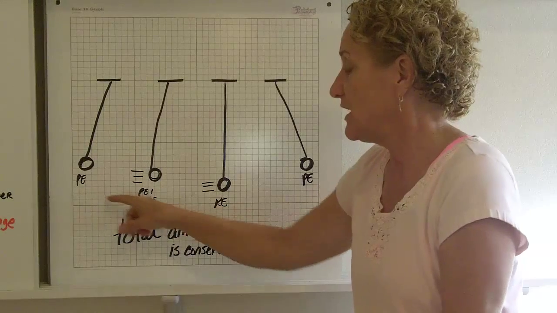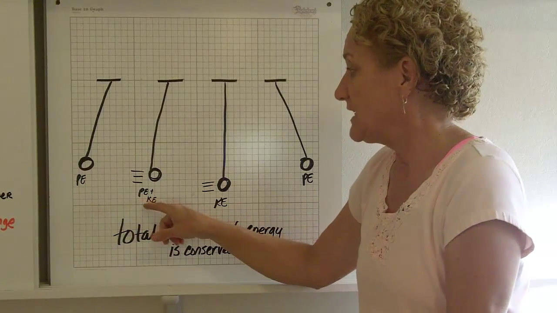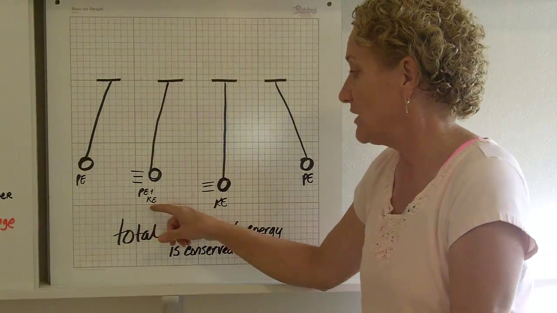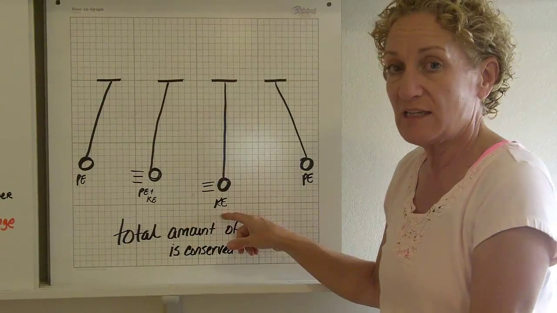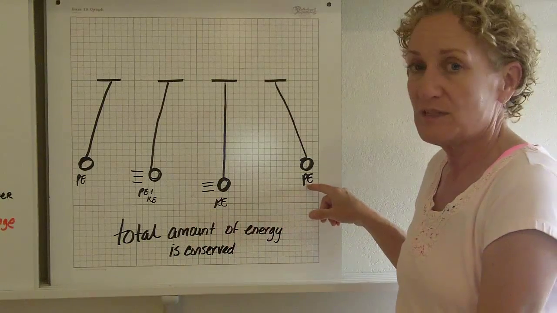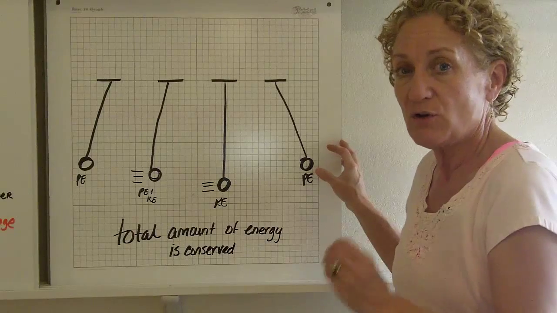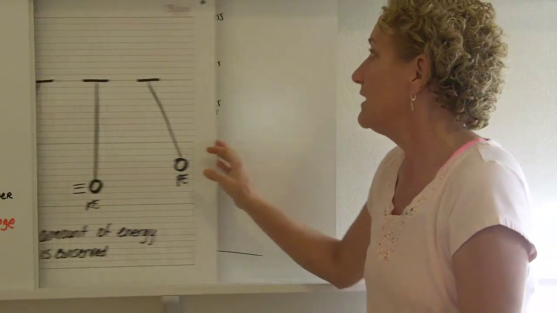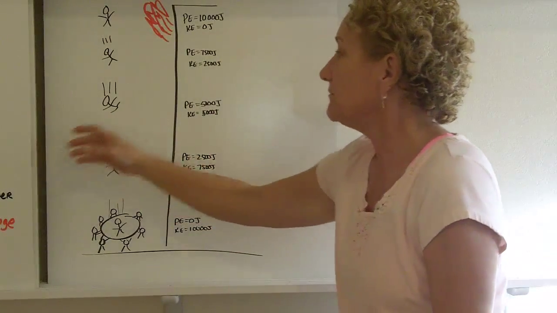So if we had 10 joules here, this might be 8 kinetic and 2 potential. This would have to be all 10 kinetic, and this would have to be all 10 potential. So your sum, the total, has to stay exactly the same. Let's do one more example.